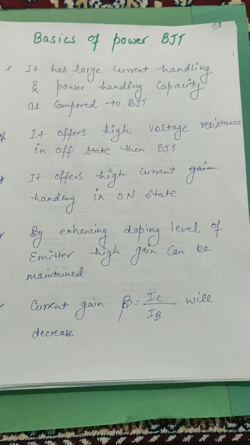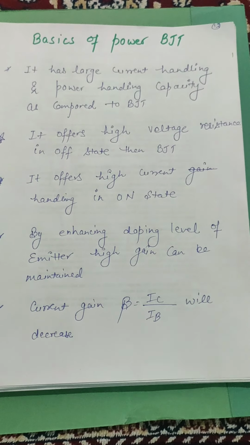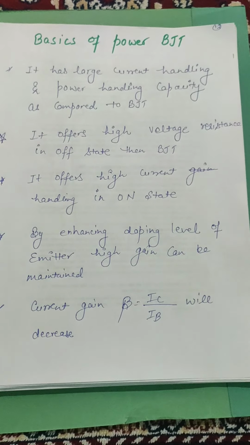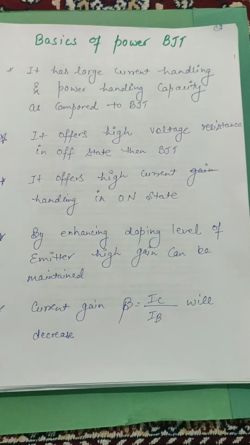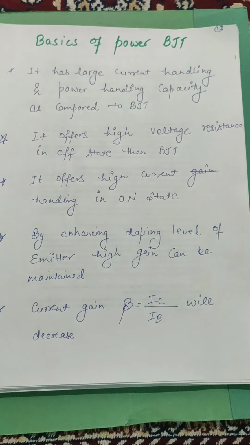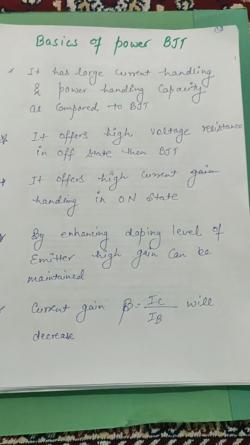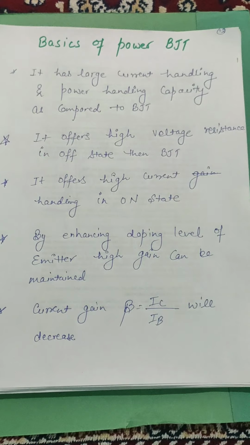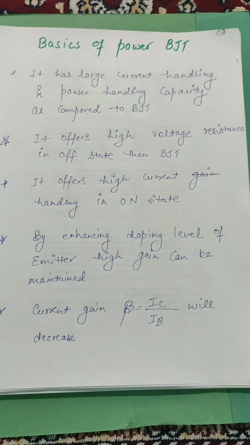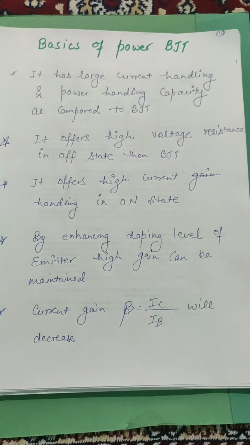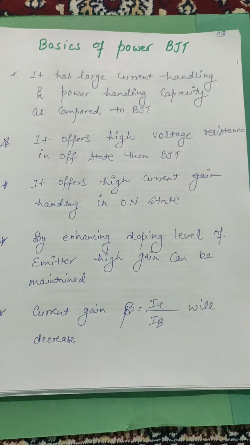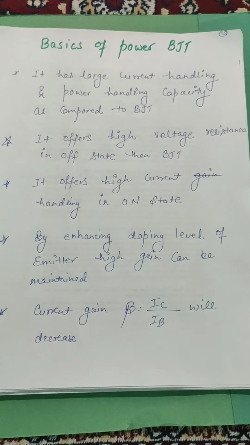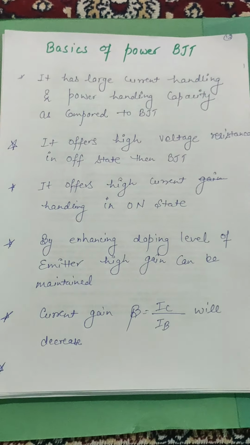By enhancing the doping level of the emitter, high current can be maintained. Current gain beta is IC upon IB, that is, collector current over base current. That will decrease because the base current increases, so the current gain will decrease.